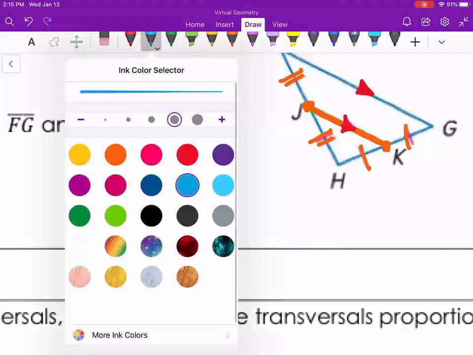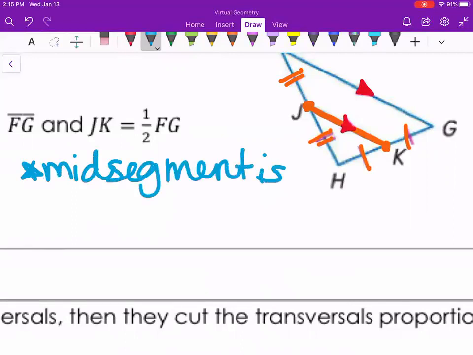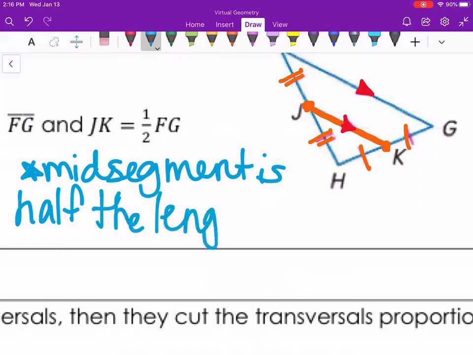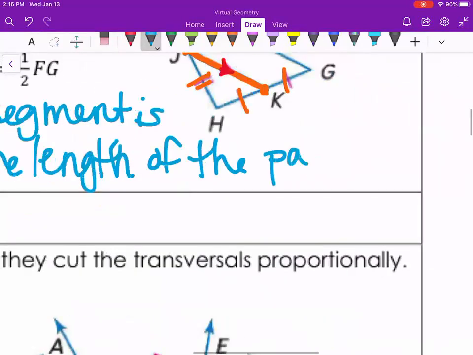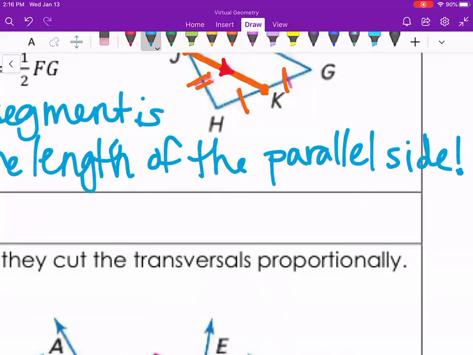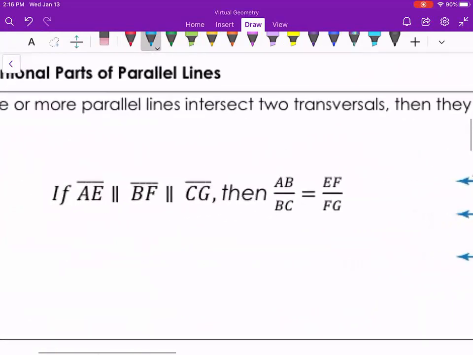All right, so just so that we can remember that: your mid-segment is half the length. Clue there is half of the parallel side. Okay, so if I know what JK is, I can figure out FG. If I know FG, I can figure out JK. I just need one of them. And again, we'll see some examples of that in just a second.